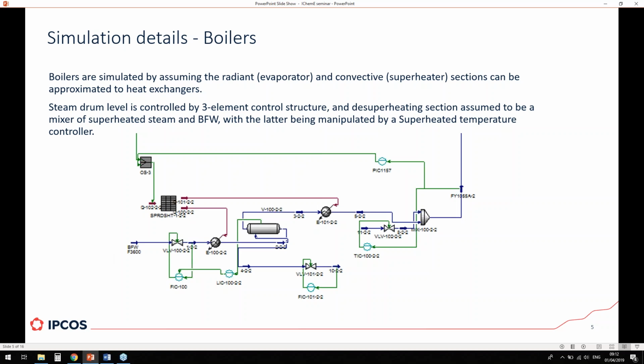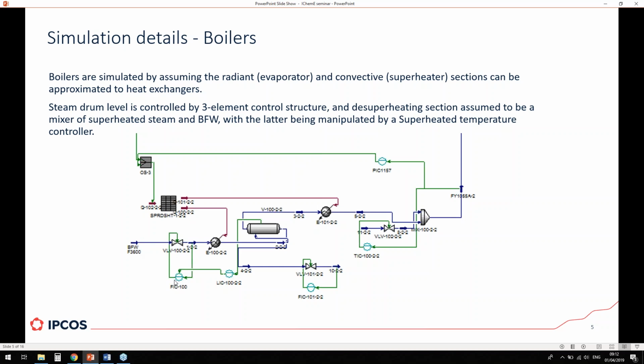We also made sure that the control structure we are using is the same control structure they have. For example, in their particular case, they have a 3-element control for the level of the steam drum, and we did that. You can probably see here that for this particular steam drum, we are in fact having a 3-element control. The level control goes to a flow control that controls the boiler feed water flow.